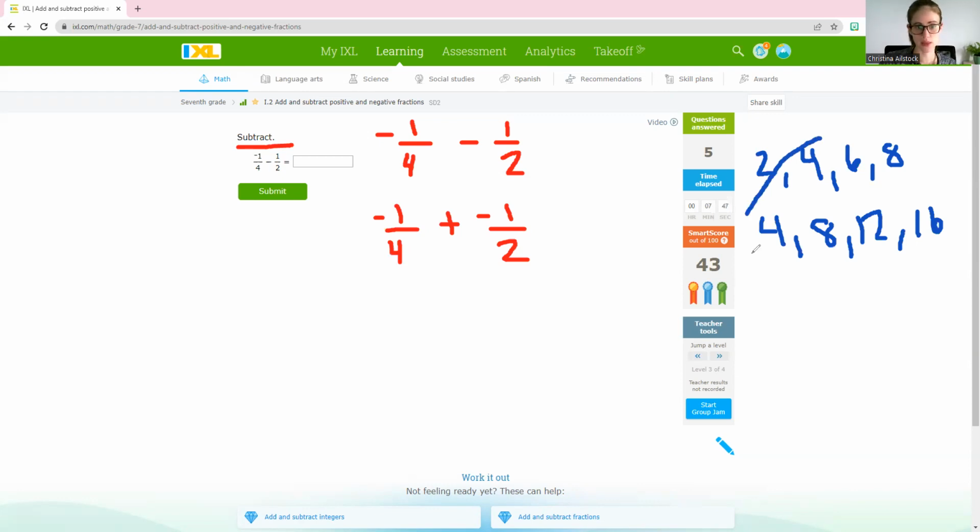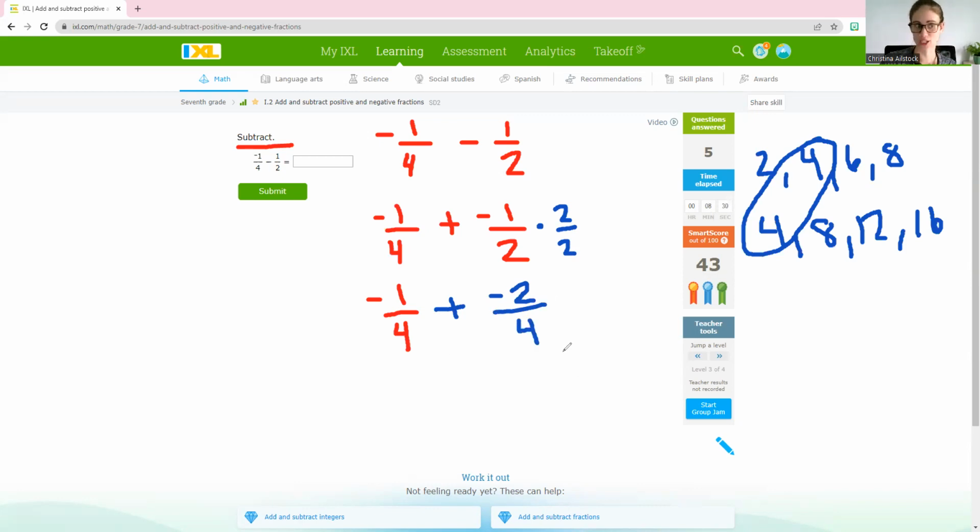I can see here they both have a 4 in common. So that means I need to ensure that both of my fractions here have a denominator of 4. Thankfully, our first fraction already has a denominator of 4, so we don't need to change that at all. It can stay a negative 1/4. But our second fraction, the negative 1/2, I need to rewrite this so it can have a denominator of 4. Well, 2 times 2 is 4. We can multiply this entire fraction by 2, giving us negative 2/4.